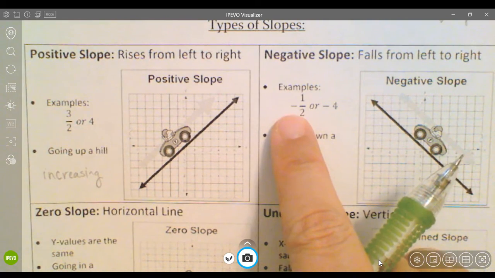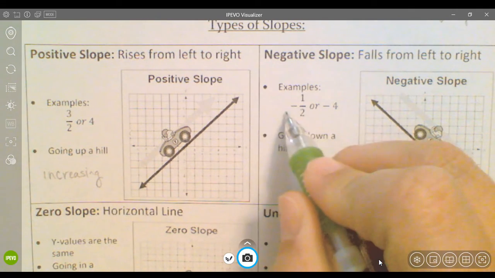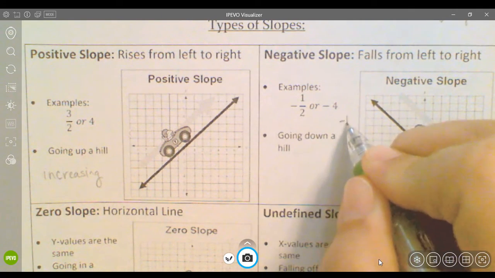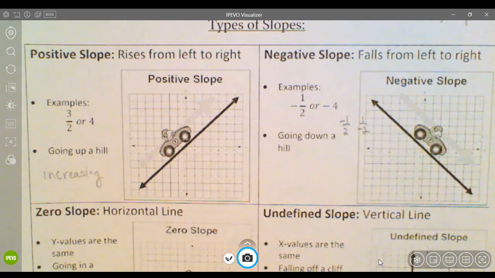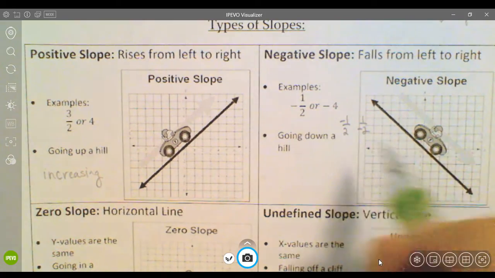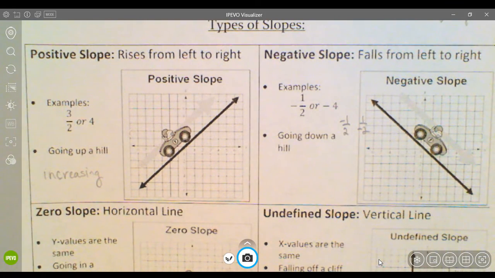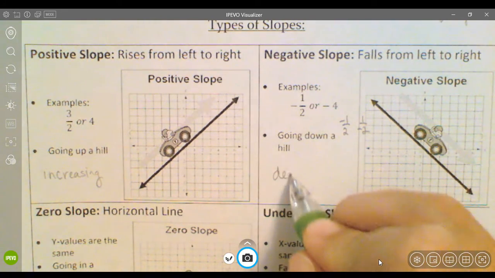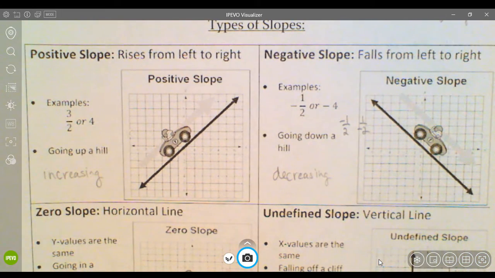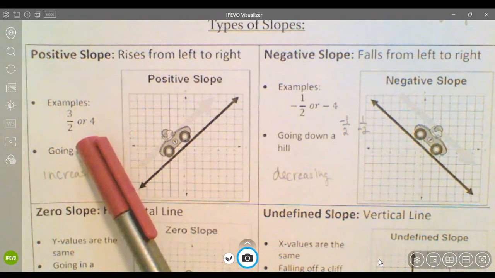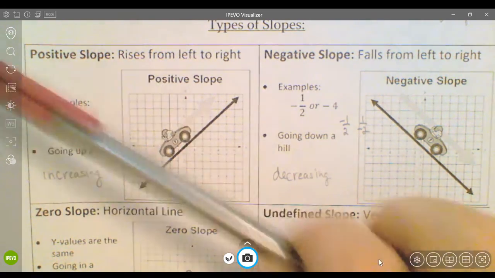You'll see that as -1/2. Now, the cool thing here is this negative can either go with the 1 or it can go with the 2 whenever you start rising and running. And remember, -4 you'll treat as -4/1. This goes down a hill. So when you look from left to right, it goes downhill. It's decreasing.